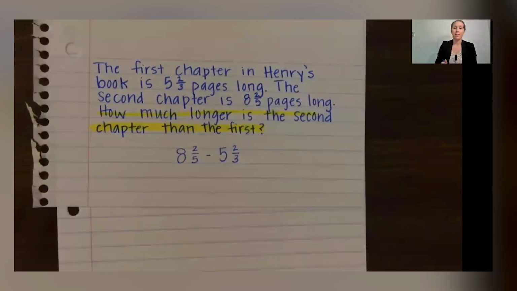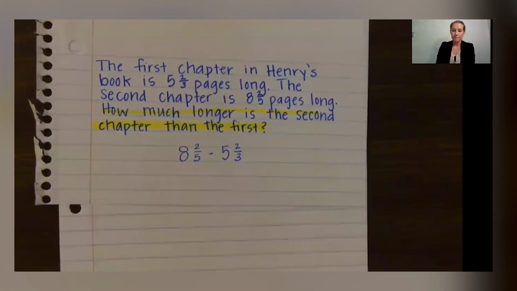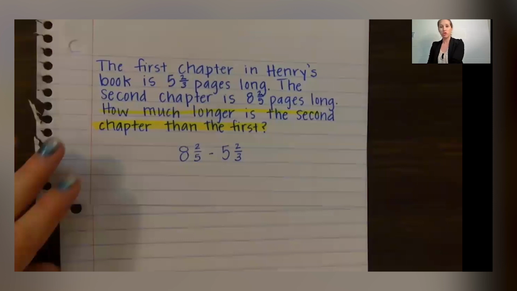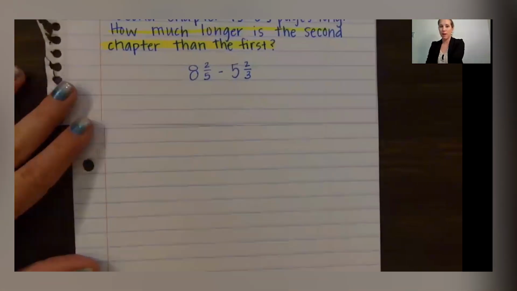What are some methods that we have used to subtract fractions or mixed numbers? I'm hearing we use fraction bars, I'm hearing we've used number lines, and we've used equations. Well done. For this problem, let's start by using a fraction bar. Can you start by modeling 8 2/5? How many whole bars do you think we need? 8. Let's draw those 8 bars. Remember, we want to keep those as uniform as possible.